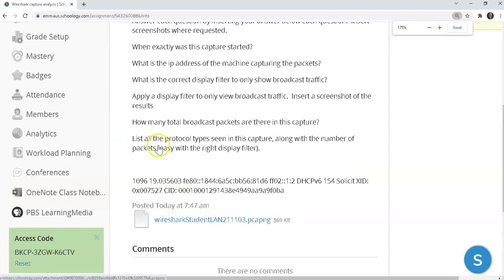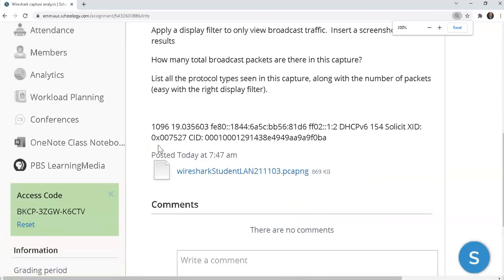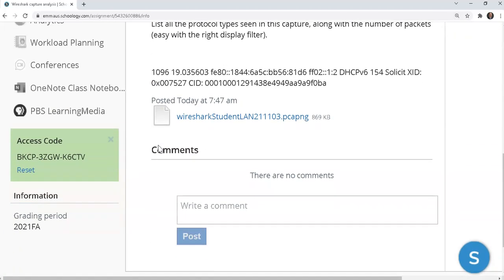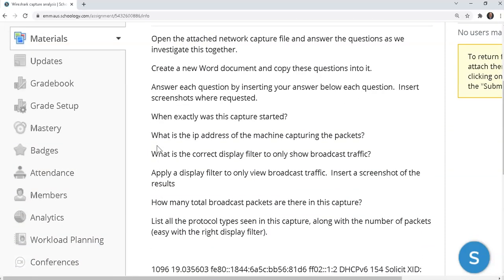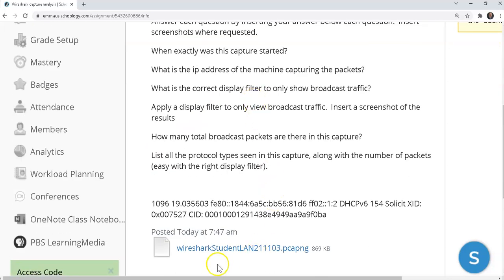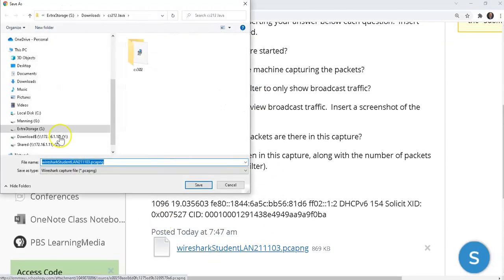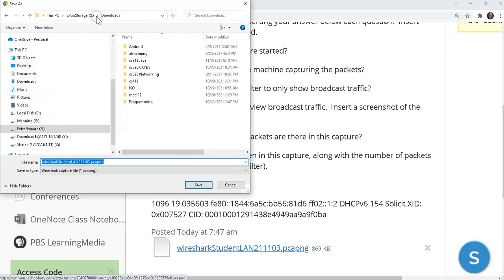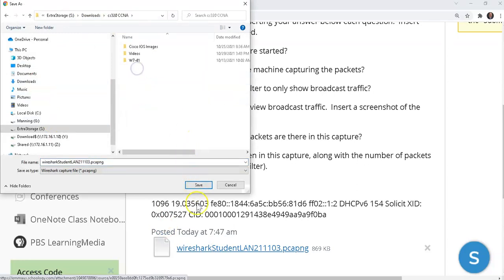Someone has captured this file and has provided this to you. Say, tell me what happened on my network. And I have a few questions asking you, okay, when exactly was this capture done? So I'll go ahead and download that, save it in any special place where you want to save it.